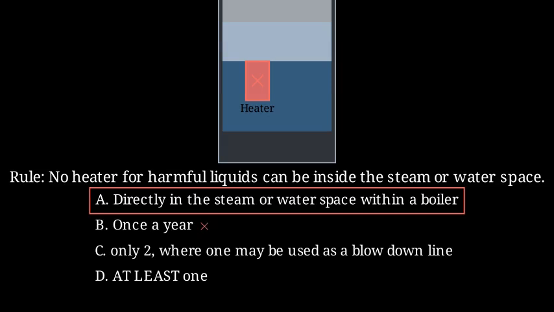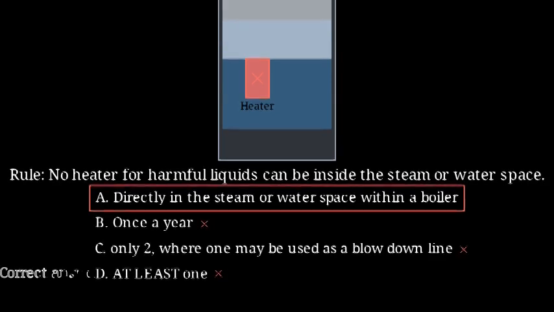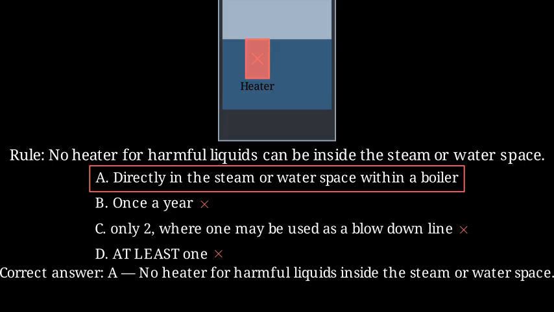Let's make that clear visually. To finalize, we confirm that option A is the best answer because it matches the restriction in the standard. The other options do not talk about where the heater can be installed in relation to the steam or water space, so they are incorrect for this rule.